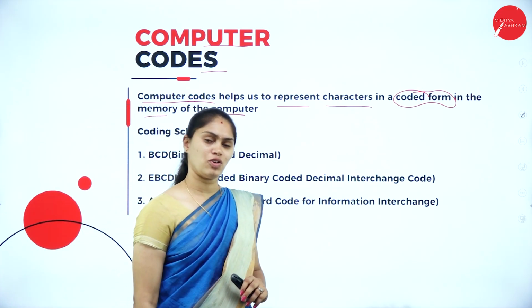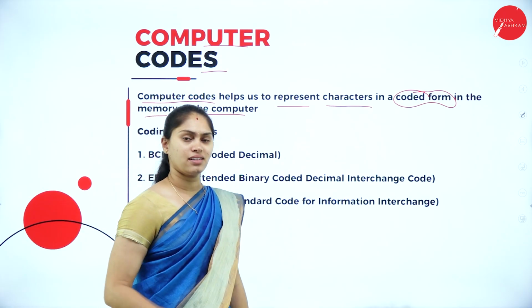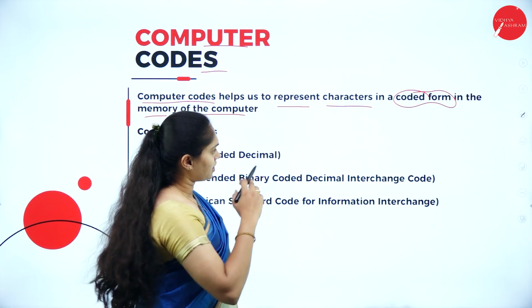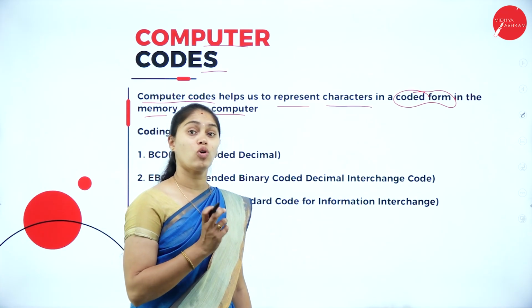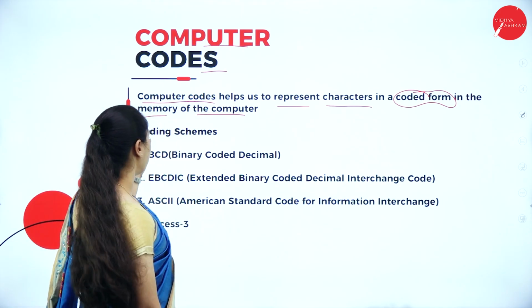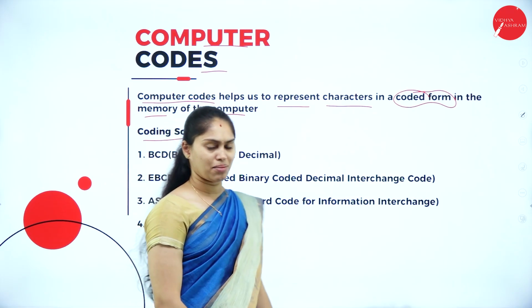We have a certain methodology or scheme, and by making use of it, we represent a character, or any digit, symbol, whatever it could be. Any character is represented in coded form, which can easily be understood by the computer. That's why it is stored in the computer memory, and we have certain coding schemes here.